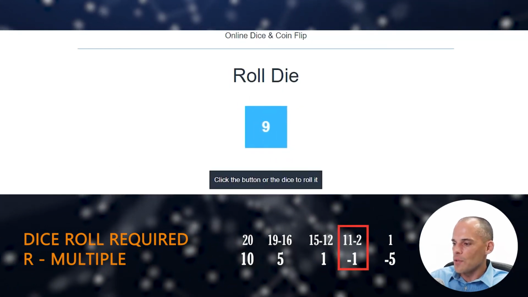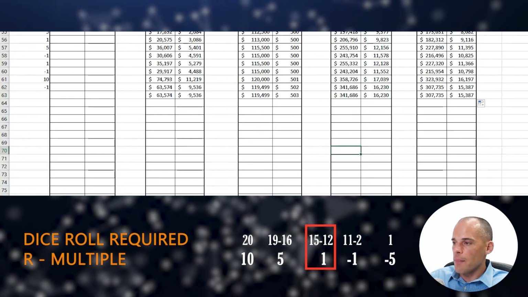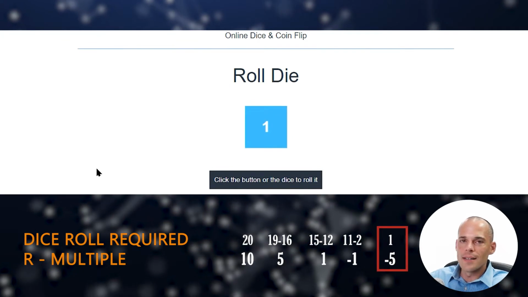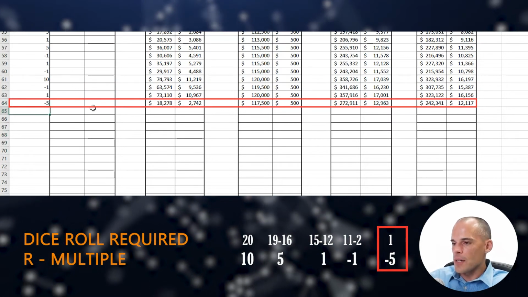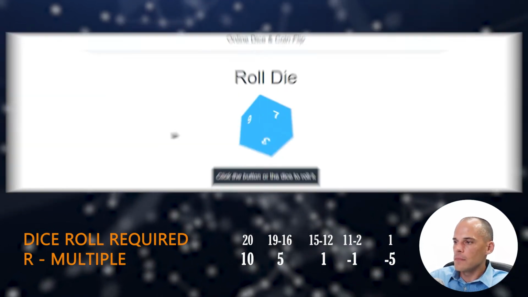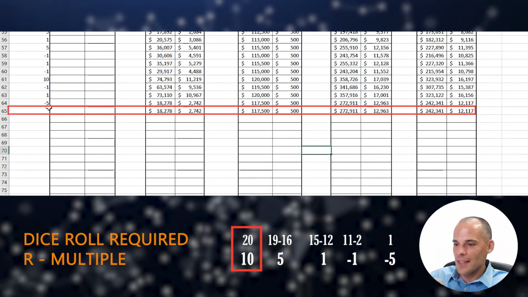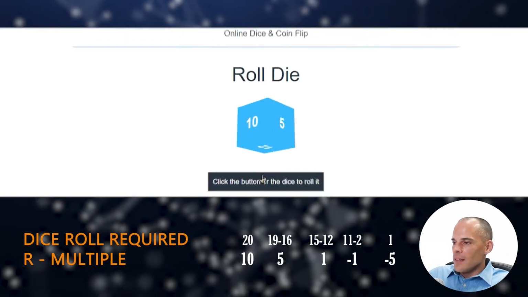A 9, which is a -1. 14 is a +1. Next, 1. This is a big old -5. That always hurts everybody, just a little bit. 20, another 10. This is a big 10. This changes a lot of things for a lot of people. There we go. Let's see what happens.